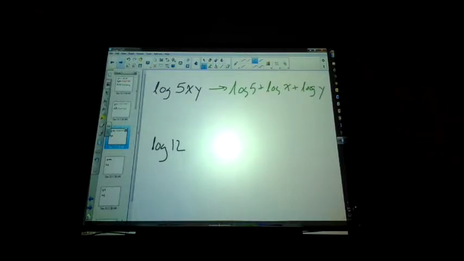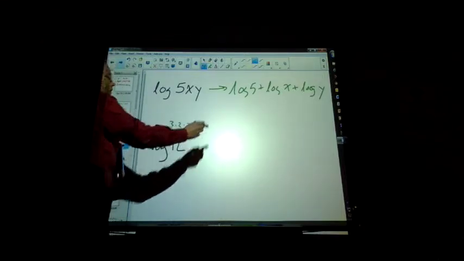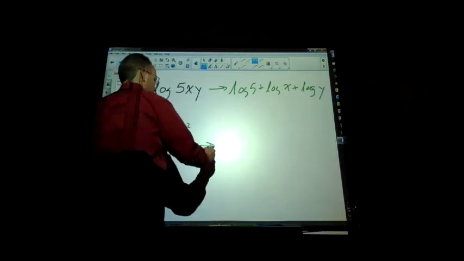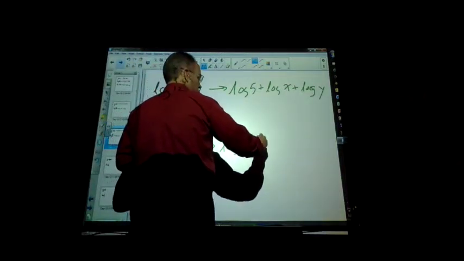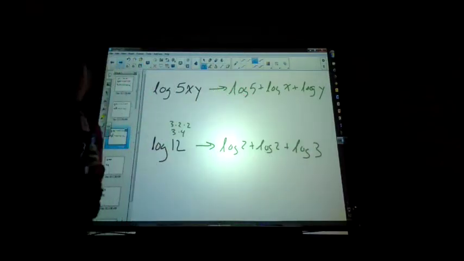What about log 12? How can I break log 12 down? Log 12 breaks down to what times what? 3 times 4. Okay, what does 4 break down to? 2 times 2. So 3 times 2 times 2 is the same thing as 3 times 4, which is the same thing as 12. Does it matter what you do? I'd say take it down to the prime components and then put it in ascending order. If it's in mixed order, it's okay. It's just not as pretty.